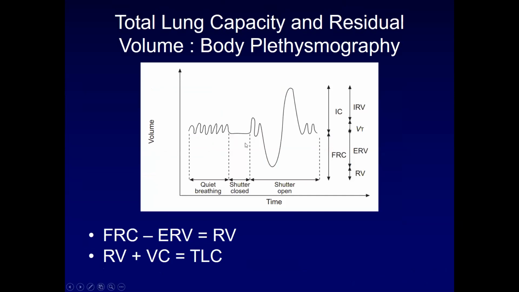So after the shutter valve is then open, the patient will then breathe tidal breathing again. And then at the end of a tidal breath, they'll blow all the way out until there's no air left in the lung. That's the expiratory reserve volume here. That's measured and subtracted from the functional residual capacity to give you a residual volume. At residual volume, the patient will then take a big deep breath in. That's the inspiratory vital capacity, and that will give you your total lung capacity. Lots of measurements over a long period of time.